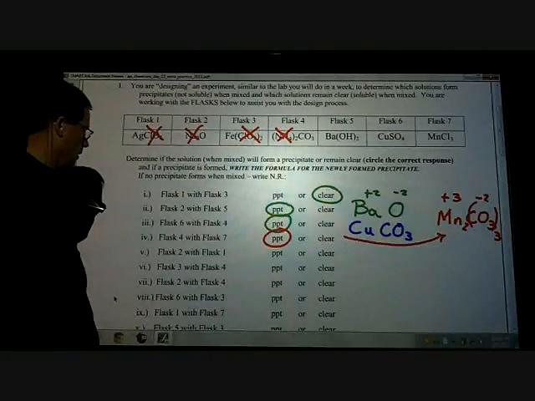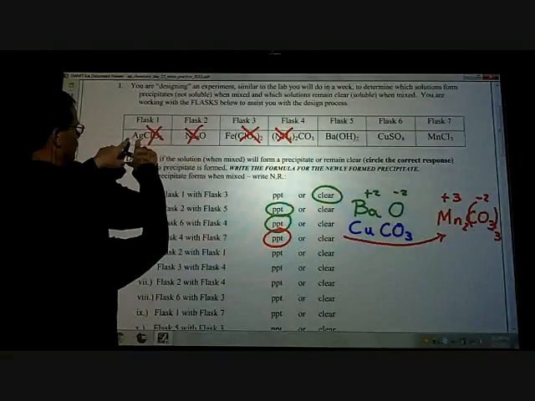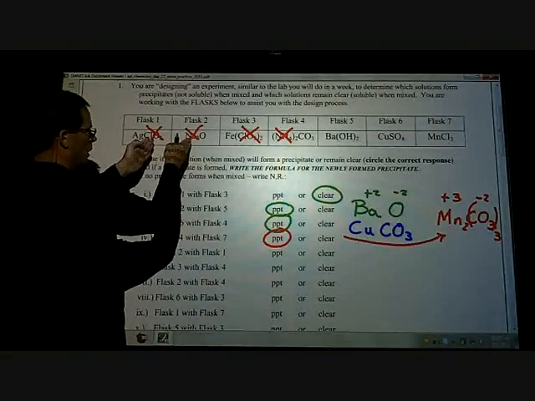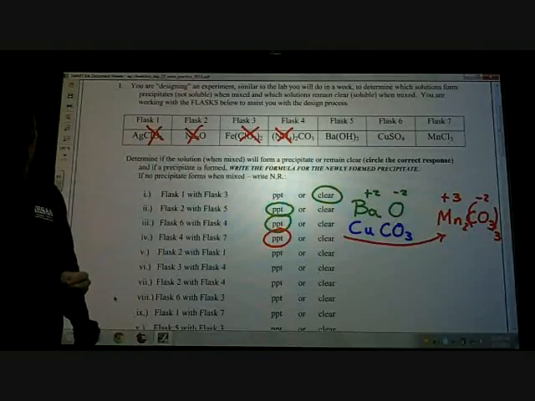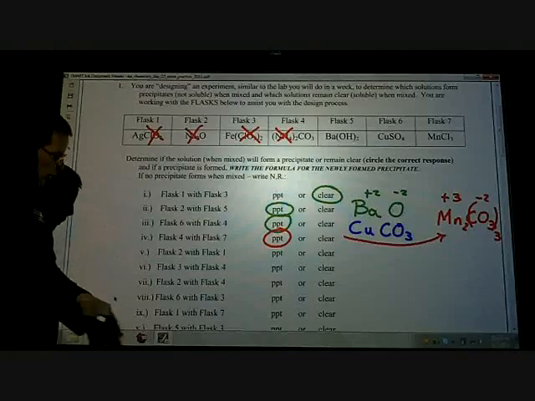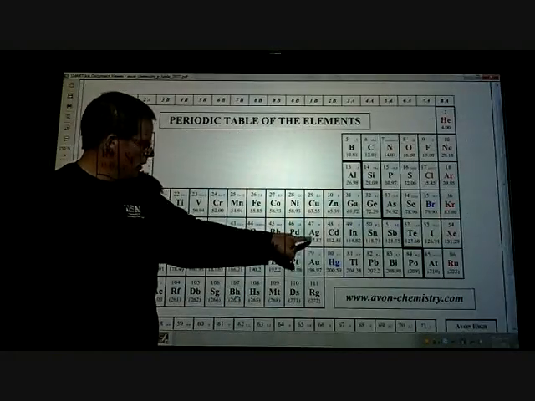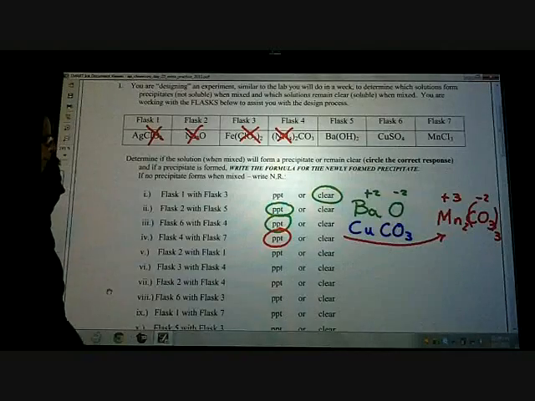Okay. All right, flask 2 with flask 1. Well, we have silver with the oxygen and the sodium with the chlorate. Well, the sodium and the nonmetal here are gone, so our only option is silver with oxygen. And again, silver is not a group 1A metal. Silver's way over here, right there. So silver oxide does form a PPT.